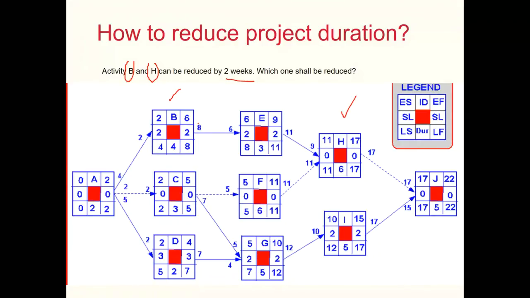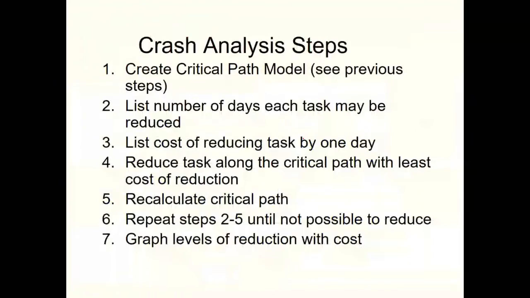So coming across these two options, we can see activity B is obviously a non-critical activity. It has got some float, so there is no point at all in crashing this activity; we could easily have used the float. Activity H is a critical activity. It's lying on the critical path, and if we have an option, we must select activity H and not activity B.